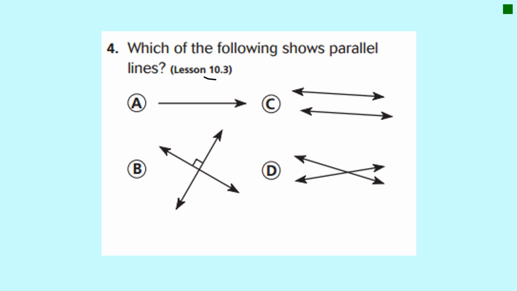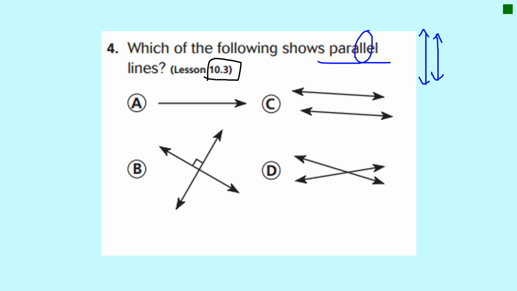Oh, this is from chapter 10, lesson 3. Which of the following shows parallel lines? Okay, parallel lines. I remember parallel and what it means because of those 2 L's right there. Those 2 L's in the word parallel are actually parallel lines. Parallel lines are the lines that go on and on and on and on forever and will never intersect. They will never touch each other.